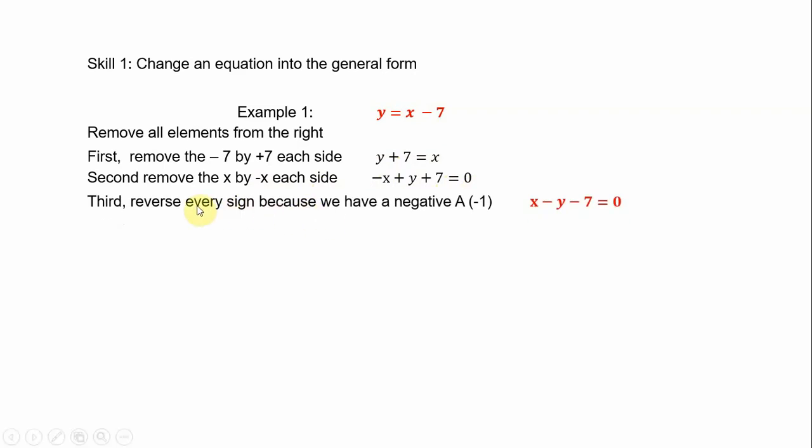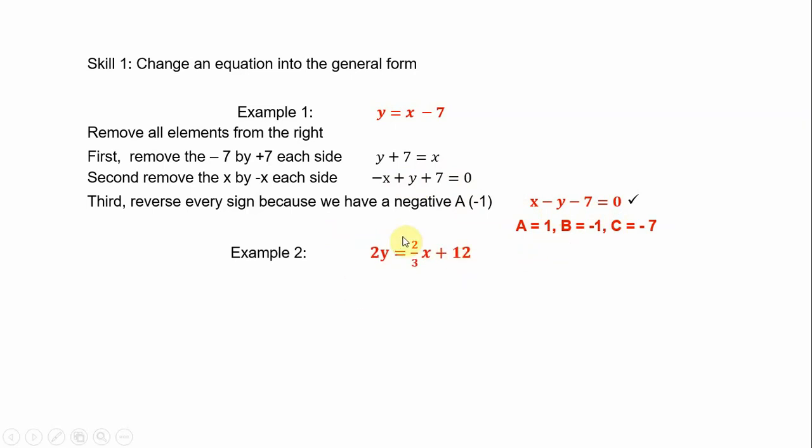Now, because the sign before x is negative, we have to reverse every sign to make it positive. So now -x becomes x, plus y becomes -y, plus 7 becomes -7 equals 0. Now it's fine. That's the general form. That's what we want. A is 1, 1x, B is -1, -y, and C is -7.